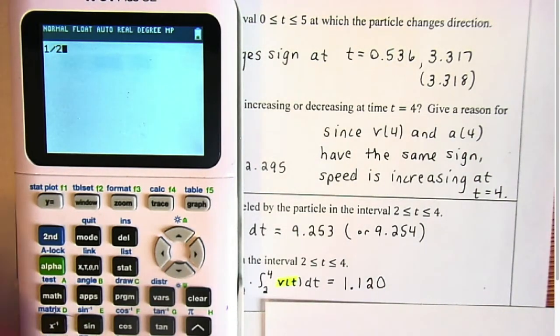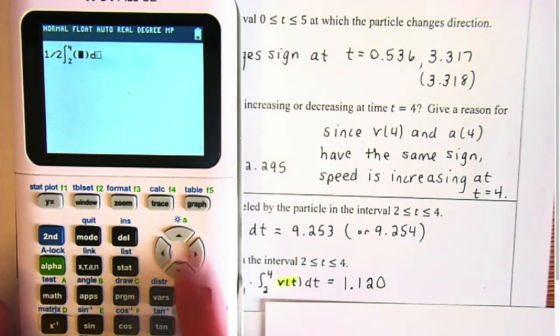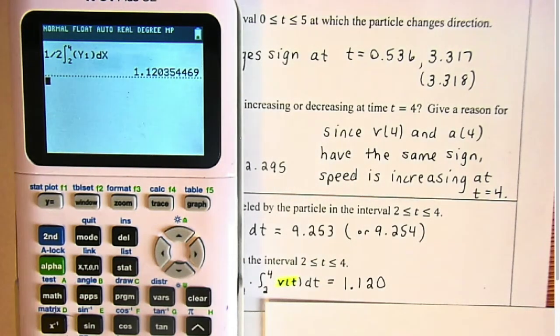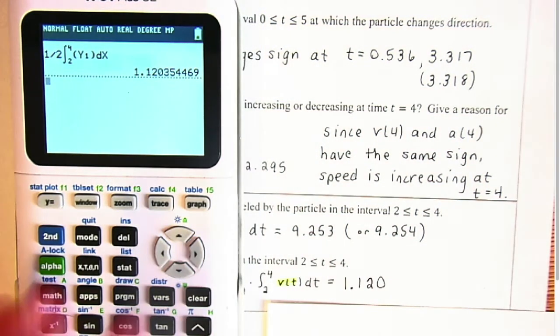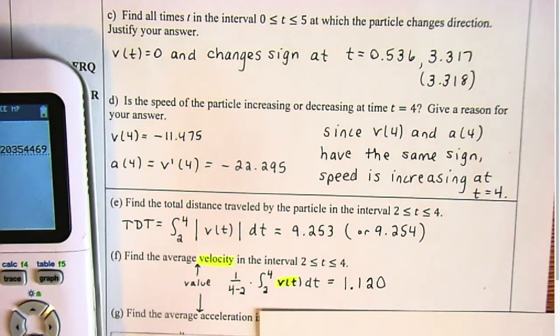1 divided by 2 and math 9, and you're just typing in this integral. And again, y1 is where I have stored that velocity equation, and it's going to give me that 1.120. You don't actually need to write the 0. It's okay to do that, but you don't have to. And then average acceleration, it's going to start out looking the same.